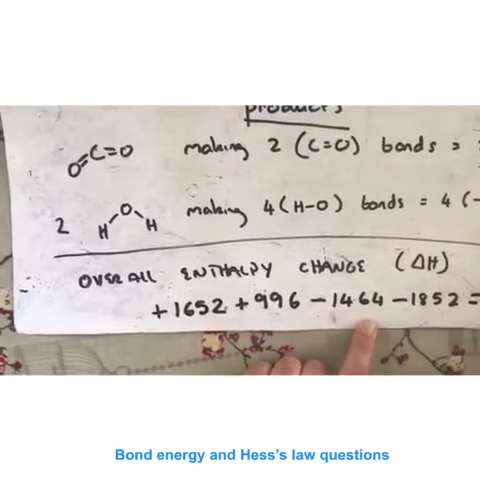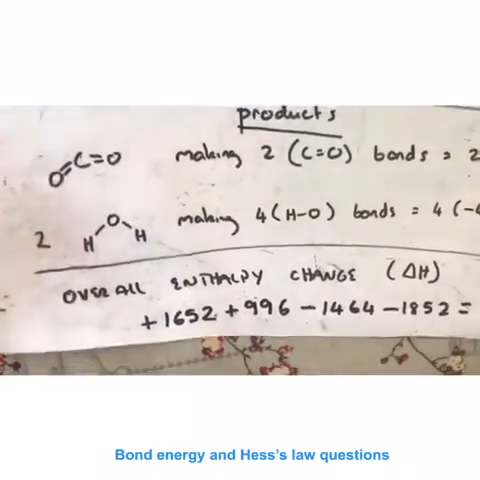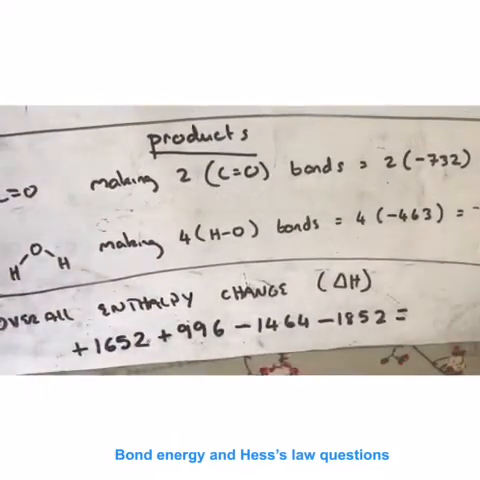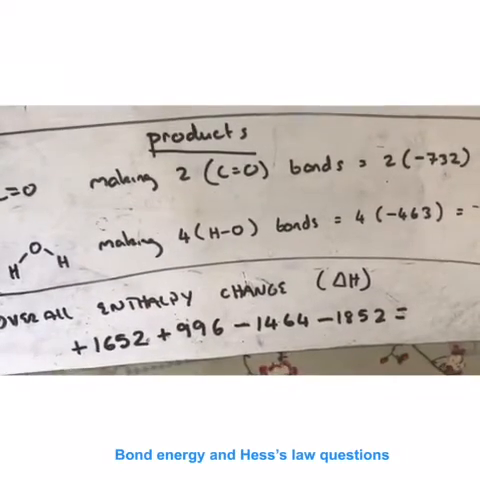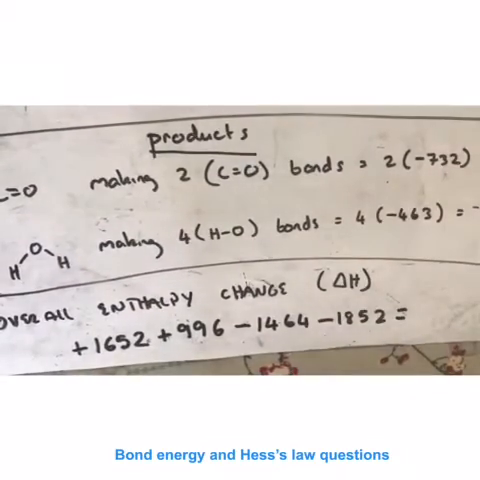So we add up all of these and we work out what the overall heat change is. So where is my calculator? Okay. So you add these up, so it's going to be 1652 plus 996 minus 1464 minus 1852.